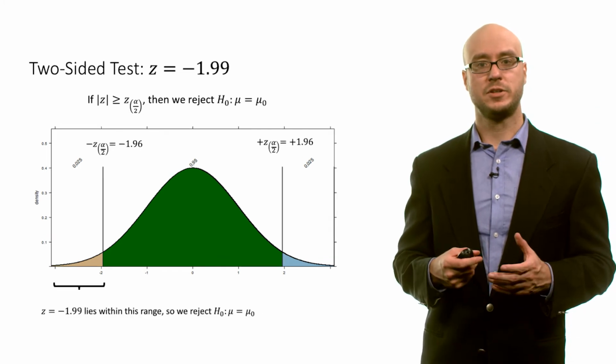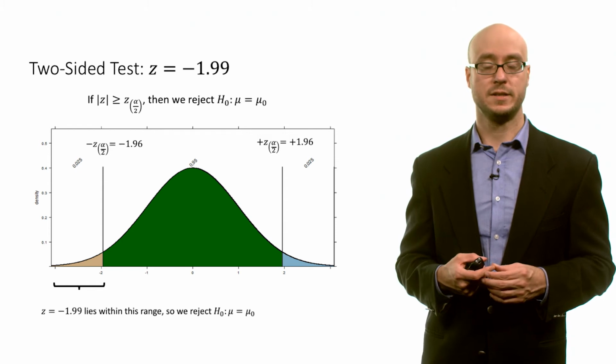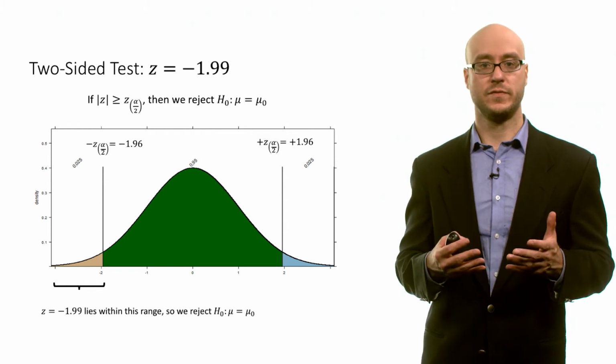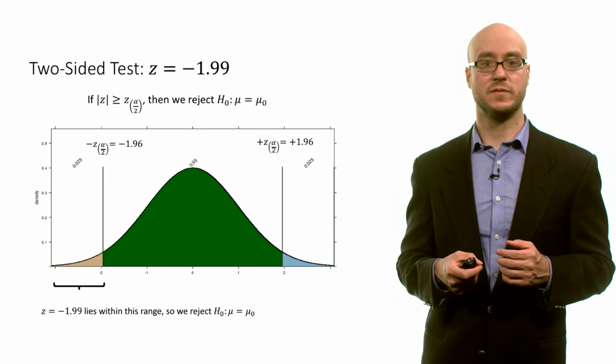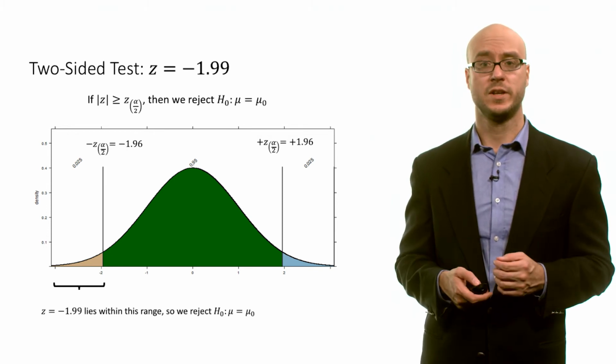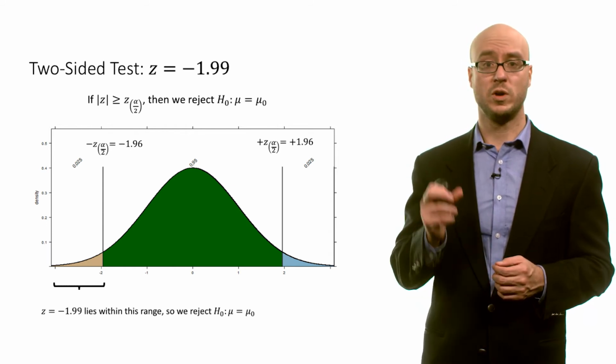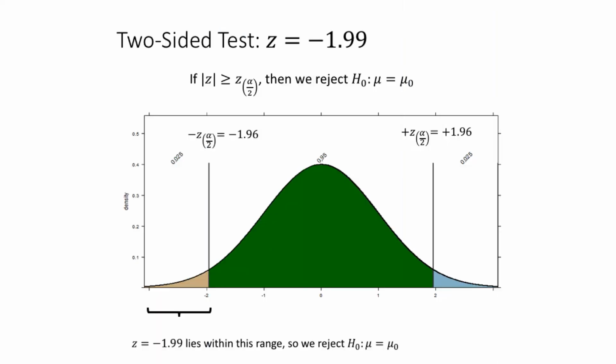How about a two-sided z-test with z equal to negative 1.99? Well, again, if the absolute value of the z-test statistic is greater than or equal to z alpha divided by 2, then we're going to reject the null. In this case, the absolute value of negative 1.99 is 1.99. That is greater than 1.96, so we, in fact, reject the null.